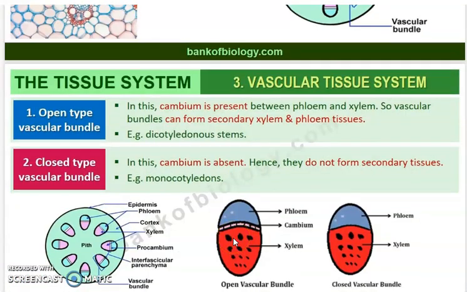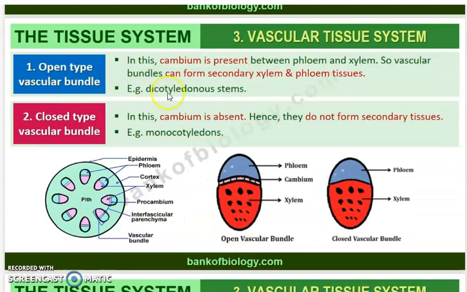So if you take the case of the open vascular bundle, in this the cambium is present between the phloem and xylem. If you see in this picture, children, this is the open vascular bundle, and you can see the red portion which is xylem and the blue portion which is the phloem. And in between, can you see a pink colored part? That is called cambium. Okay, so where does this cambium occur? It is present between the phloem and xylem.